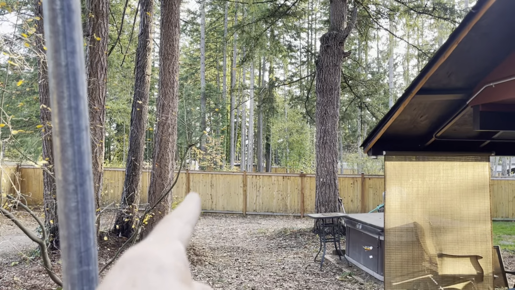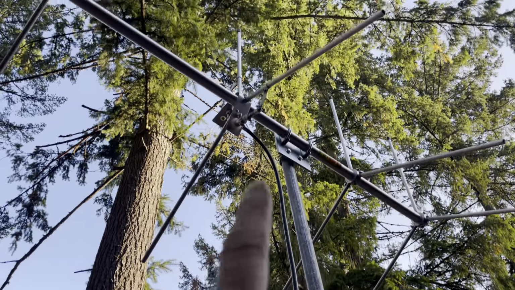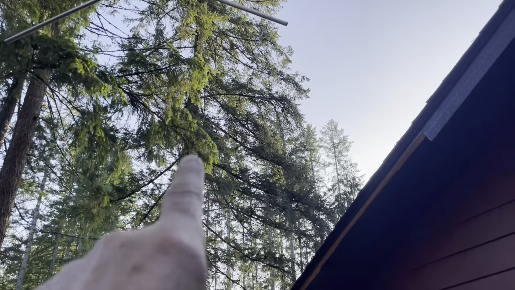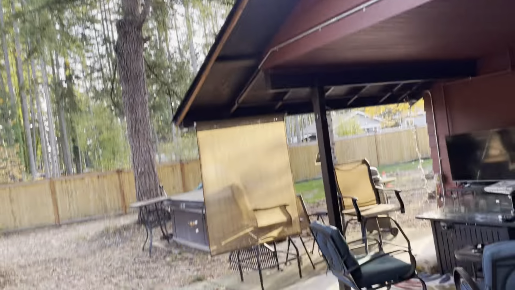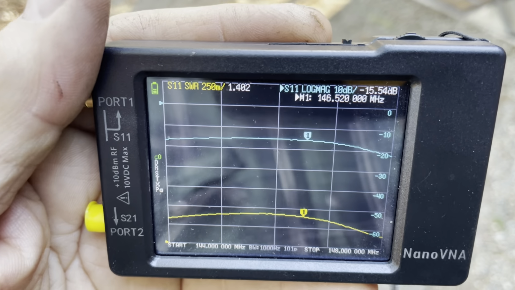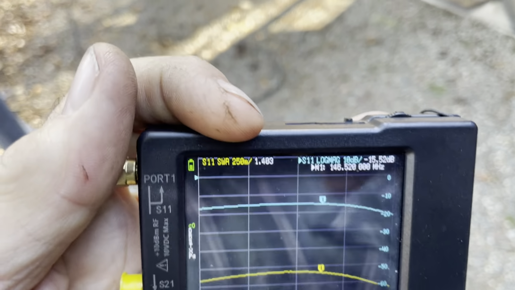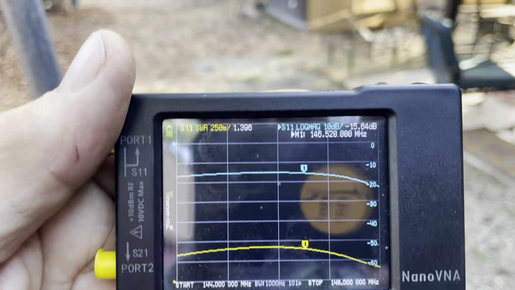So right now that is due south and this is due east on the property. And so let's see, that is the driven element. So it's pointing southwest. And right now we have SWR. If we can get a focus here, it's the yellow line on the bottom, and it says 1.4 on the top there. See it right in here, 1.4 to 1.